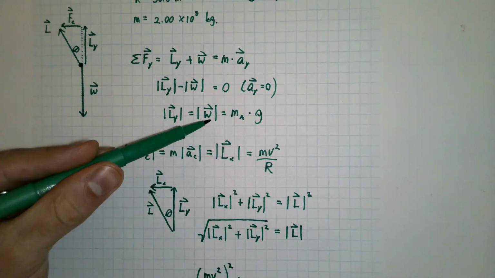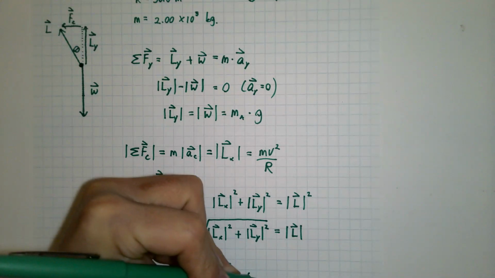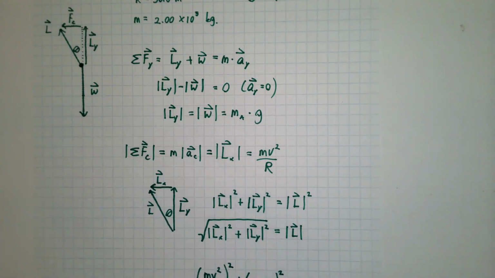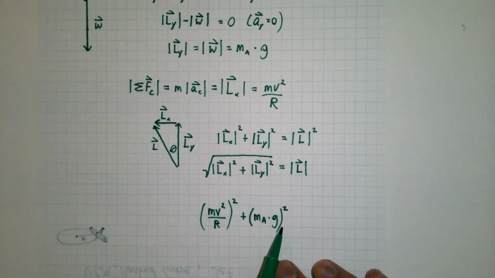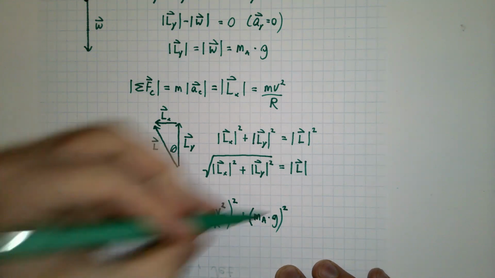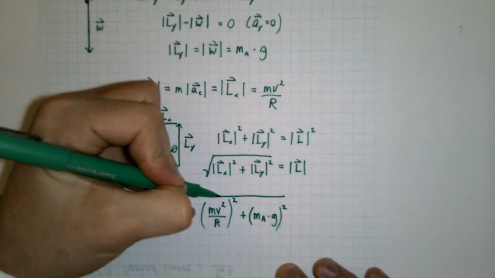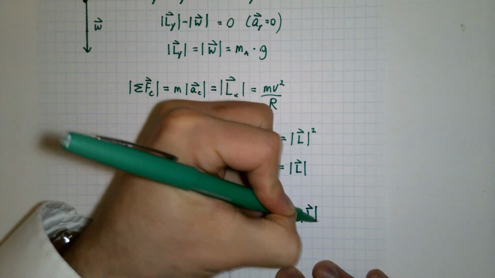which is mass of the aircraft times gravitational field, that quantity squared, that's lift in y. We have lift in x, lift in y, based upon our analysis in the centripetal dimension. Here's our analysis in the y dimension. The square root of that sum gives us again our magnitude.